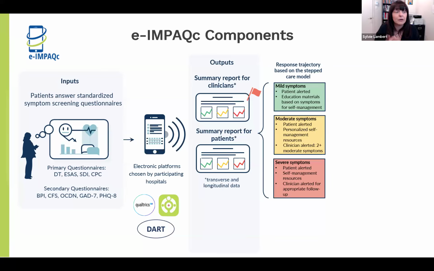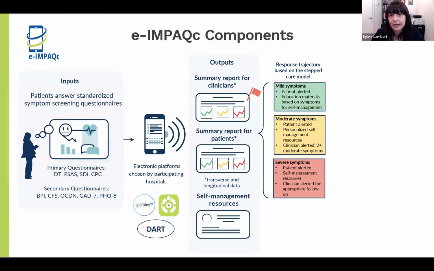And then depending on if symptoms are mild, moderate, or severe, there are different clinical pathways that are undertaken. For mild, moderate, we favor self-management. So they get fact sheets that clinicians across all the centers have approved. And for severe symptoms, the clinician gets alerted. In the meantime, the patient also gets an alert that is triggered. How that alert is triggered, who it is triggered to, varies per center. And then patients have access to a self-management resource library.